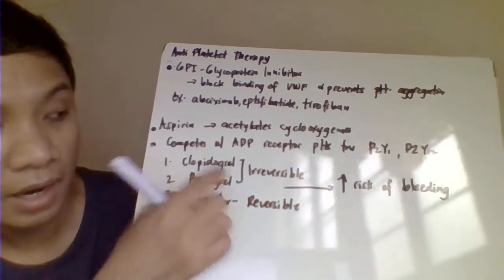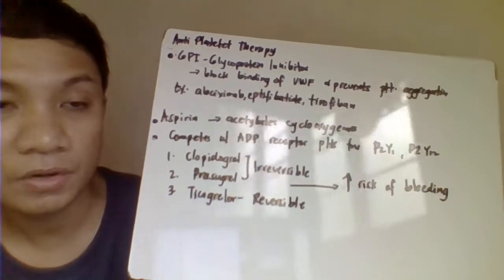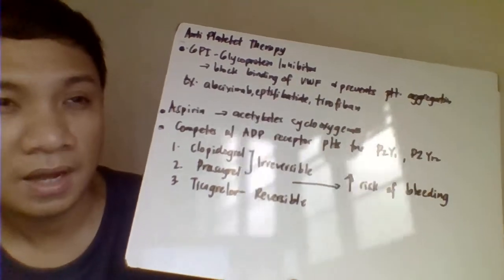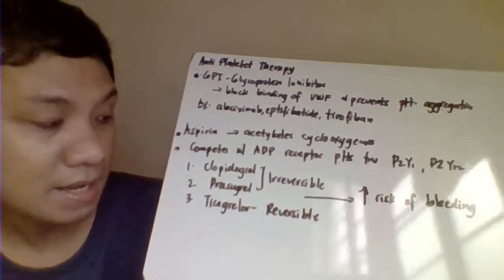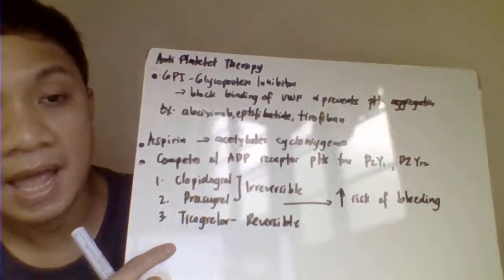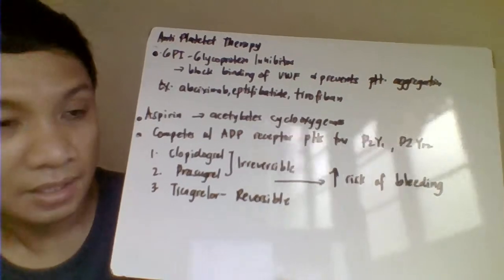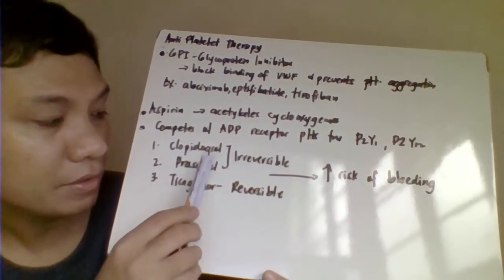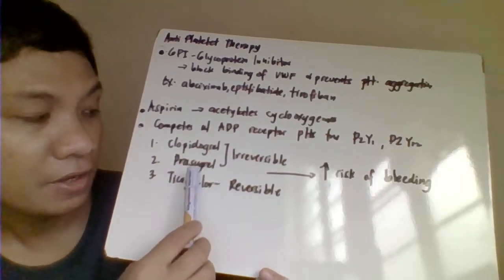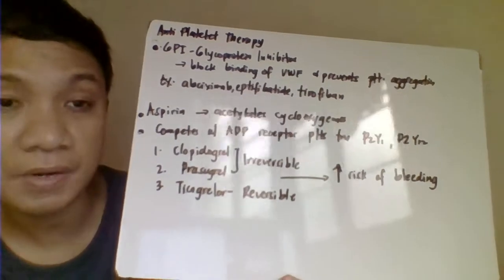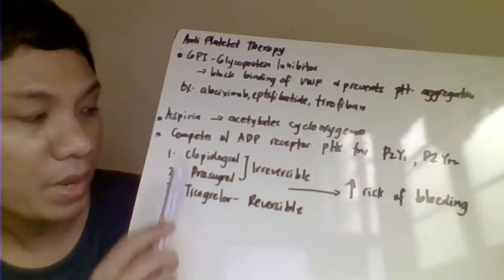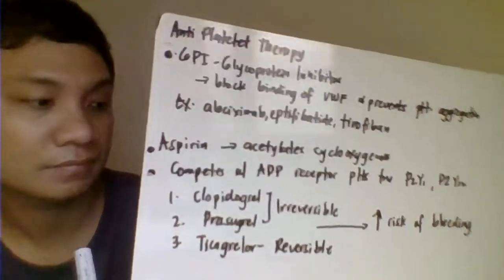The first two are irreversible, so you would no longer be able to allow the platelets to function normally. Ticagrelor, on the other hand, has an activity that is more reversible, so it is a bit better. In terms of the two, clopidogrel and prasugrel, your prasugrel would have a higher risk of bleeding compared with your clopidogrel.